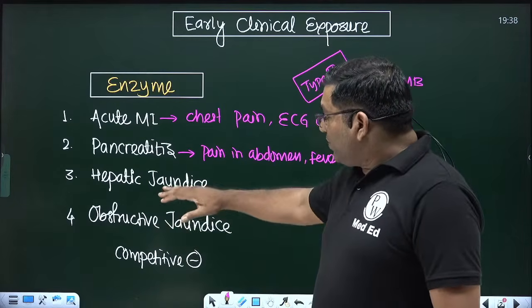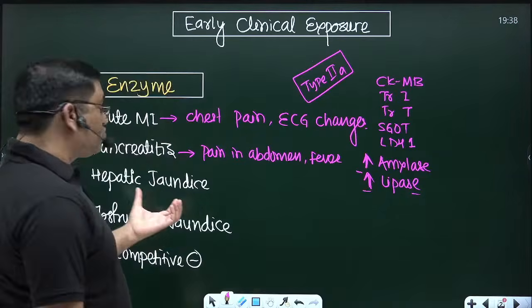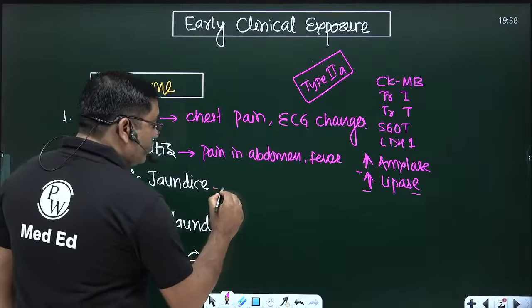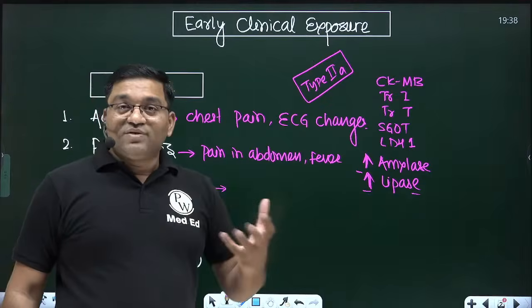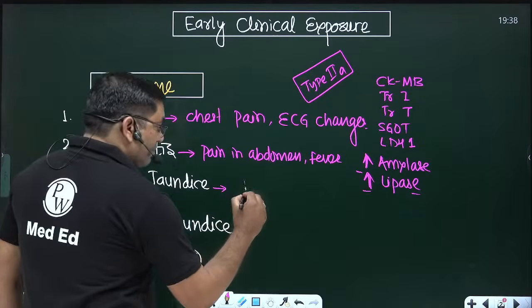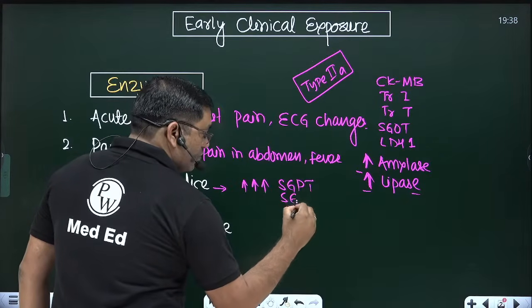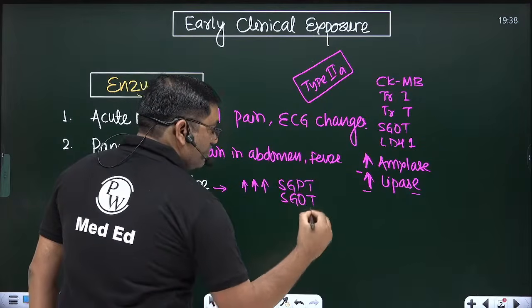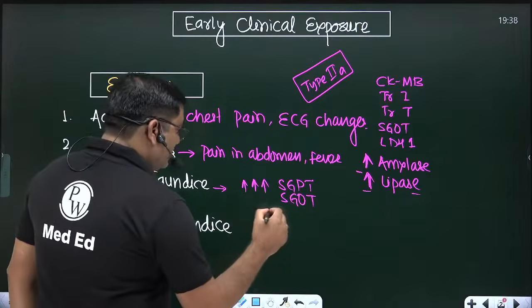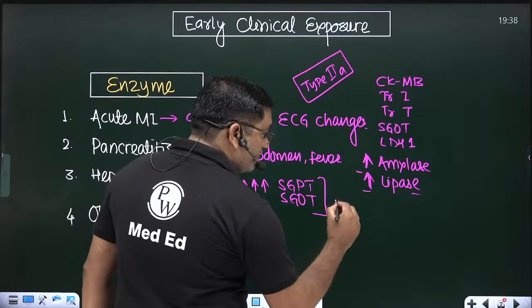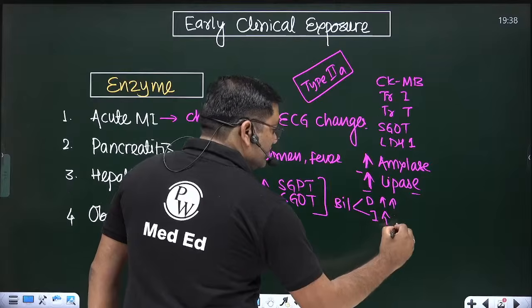See, in hepatic jaundice there may be flu-like symptoms, because the most common cause is viral hepatitis. So here flu-like symptoms, fever, nausea, vomiting, and marked raised activity of SGPT, SGOT, serum glutamate pyruvate transaminase and serum glutamate oxaloacetate transaminase levels are raised. Apart from this, in hepatic jaundice both types of bilirubin, direct and indirect, increase.